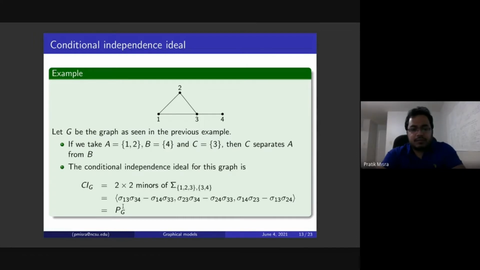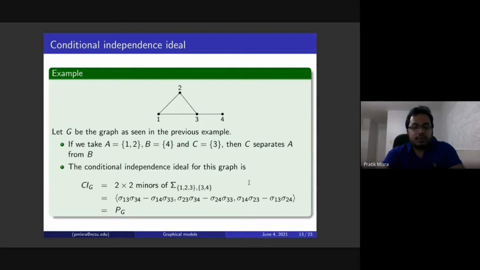So as we can observe over here, we get the 2 cross 2 minors, which look something like this. That is 1, 3, 3, 4 minus 1, 4, 3, 3, and 2, 3, 3, 4 minus 2, 4, 3, 3, and 1, 4, 2, 3 minus 1, 3, 2, 4. And as I had shown earlier, that is exactly the vanishing ideal that we obtained for this graph. So in this case, the vanishing ideal and the conditional independence ideal are actually the same.